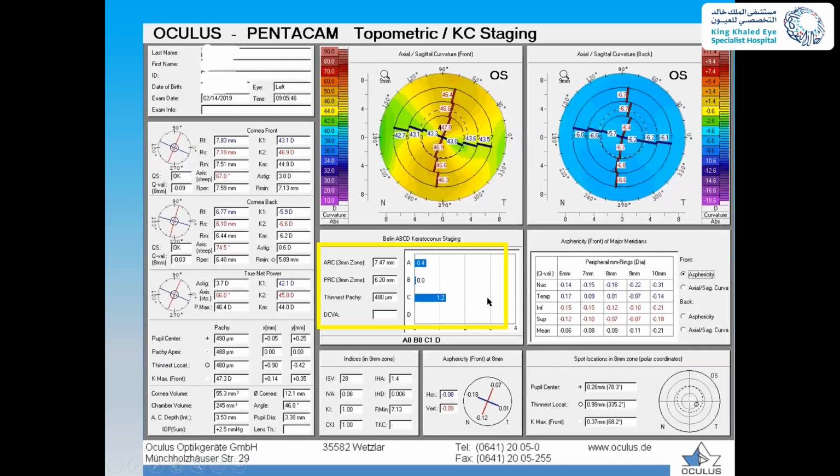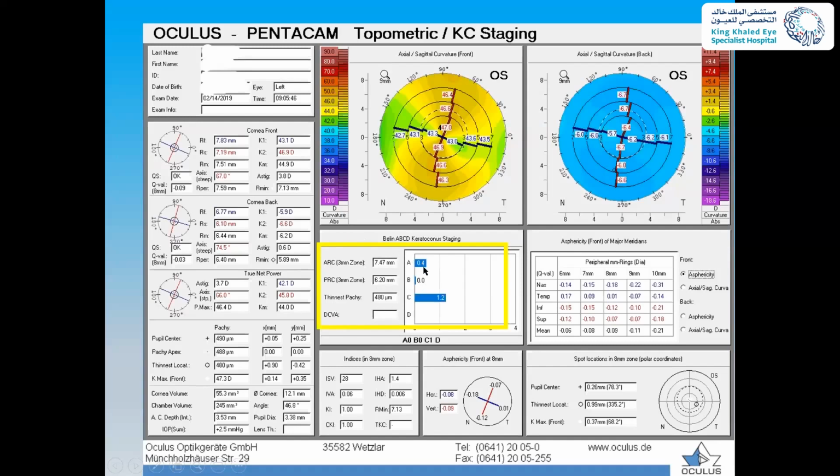Now, recently they have added the new staging of keratoconus, which is A, B, C, D staging. It comes in when you go for topometric keratoconus staging, it will come there. And it tells you what is the stage of keratoconus based on the new grading of keratoconus, which is, there's a consensus to use this grading. A means basically anterior radius of curvature, P is the posterior radius of curvature, then thinnest pachymetry, and the best corrected distance visual acuity. So as long as you know all these data, it fits in.